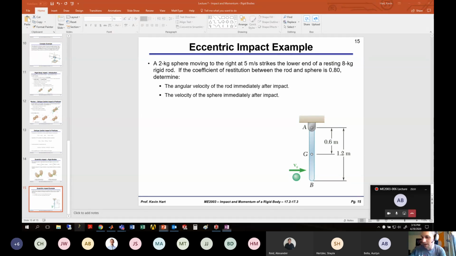Okay, so this is an eccentric impact because the center of gravity of the sphere and the center of gravity of the rod are not both along the line of impact. So there's going to be resulting angular velocities. We have to figure out what that is, and the resulting post-impact velocity of the sphere, which is going to be different than the velocity of the rod where the sphere strikes it. So let's look at this example. Go ahead and copy it down, and I will do the same.